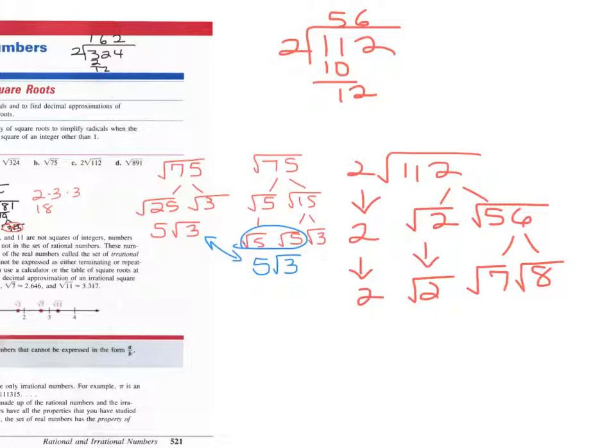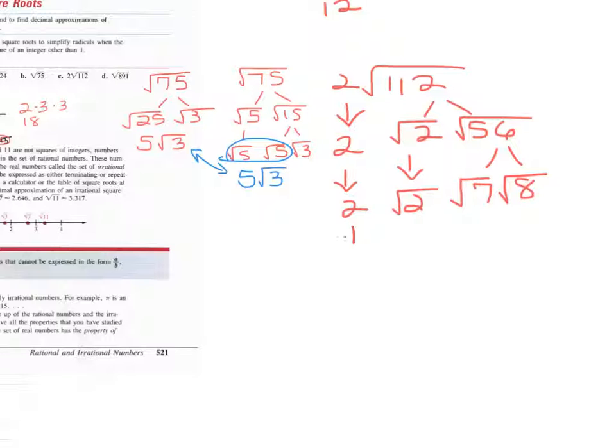I'm still not at prime numbers. The 7 is. So keep bringing the 2 down, the square root of 2. I can also bring down the square root of 7. And then I need to still branch and break the 8, 4 times 2.